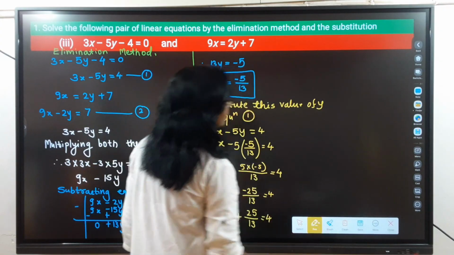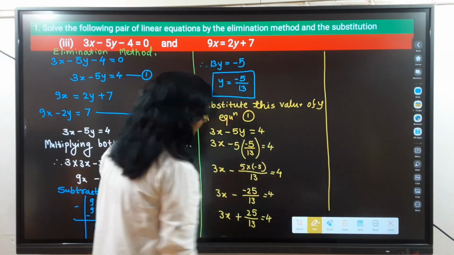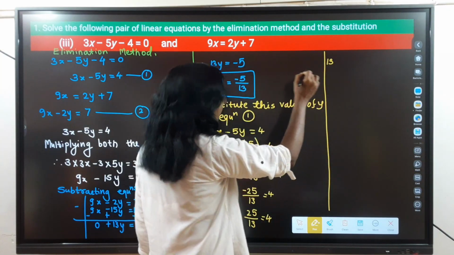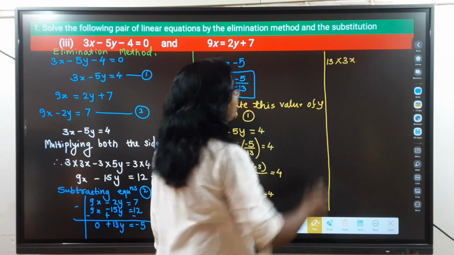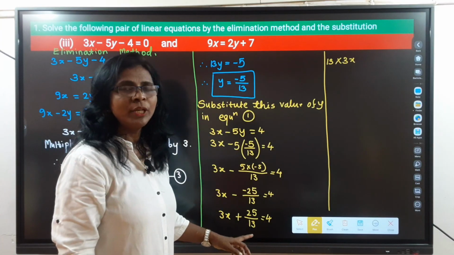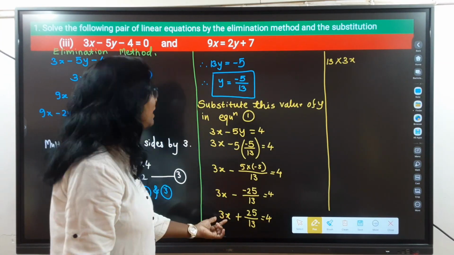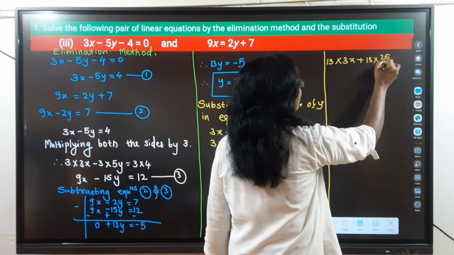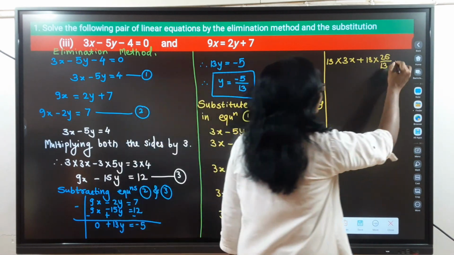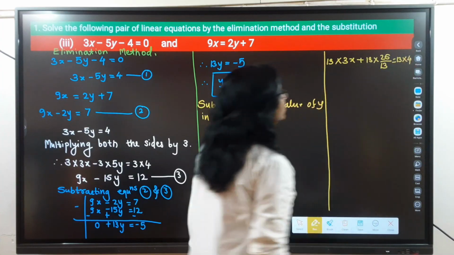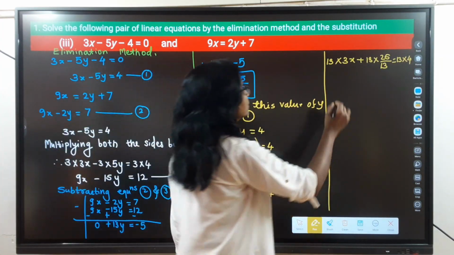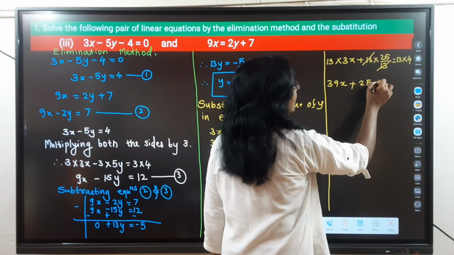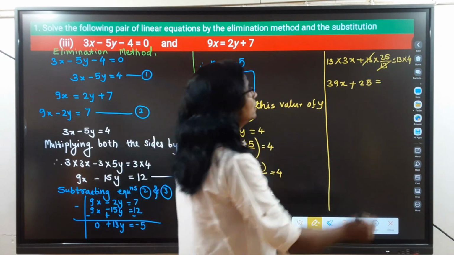So further, at the denominator there is a 13. So we can say we multiply both the sides by 13. So 13 multiply 3x plus 13 multiply 25 upon 13, which is equal to 13 multiply 4. Okay students. So now here 39x plus, 13 gets cancelled, so plus 25 is equal to, now 13 fours are 52.